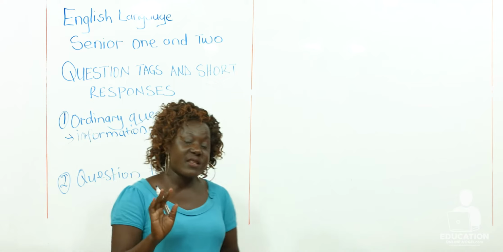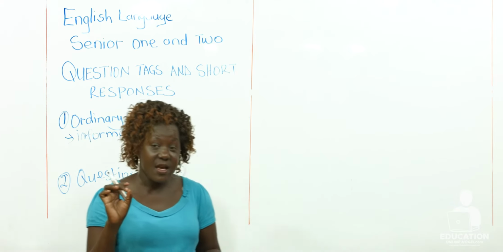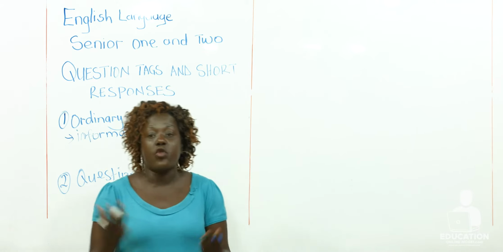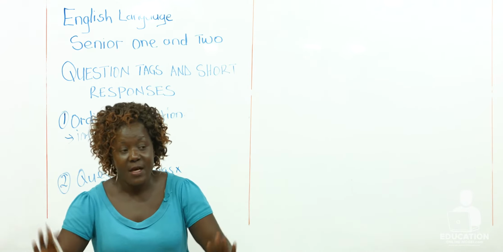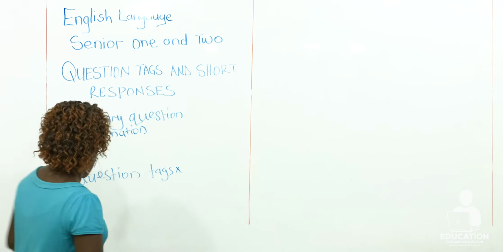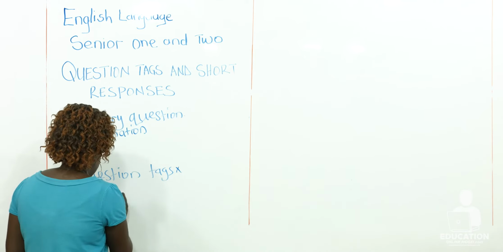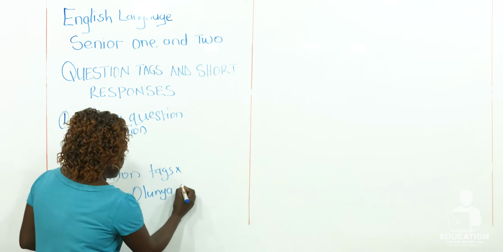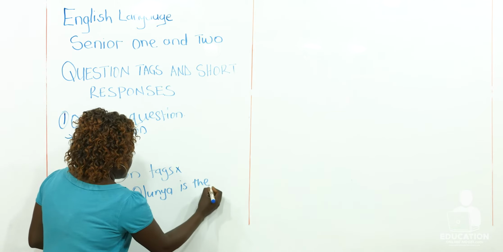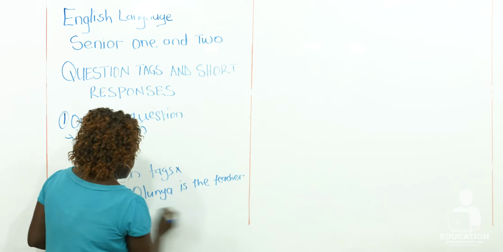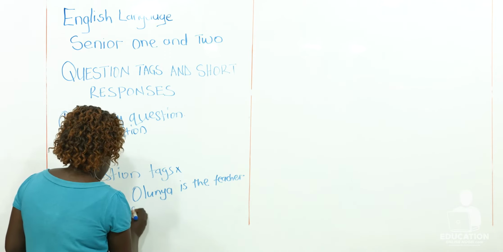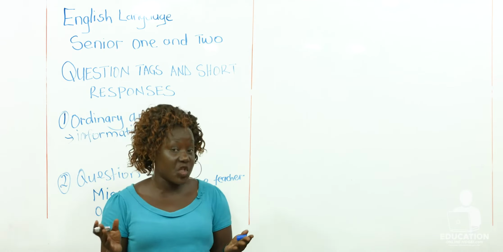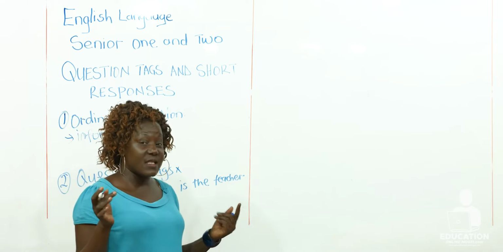But if you want to ask a question tag, this means you already have some information, but your motive is only to confirm or to emphasize. Look at this. If you say, Miss Olonya is the teacher of English, in this case, you already have some clue or information about Miss Olonya. Miss Olonya is a teacher of English.